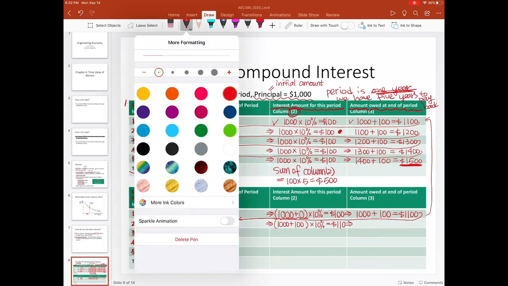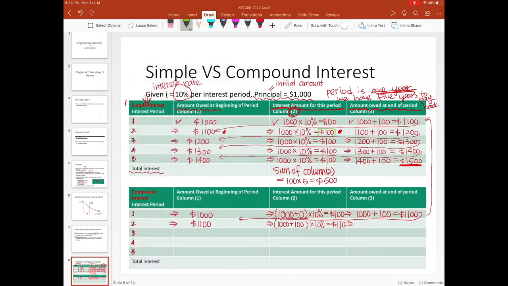Okay, so you see that here is the difference. This number is still 100 if it's a simple interest, but here it is a bigger number. It's 110. Okay, so you can see that every interest period, the bank will get more interest. That's why the compound interest is very, very common. It's very popular, okay?